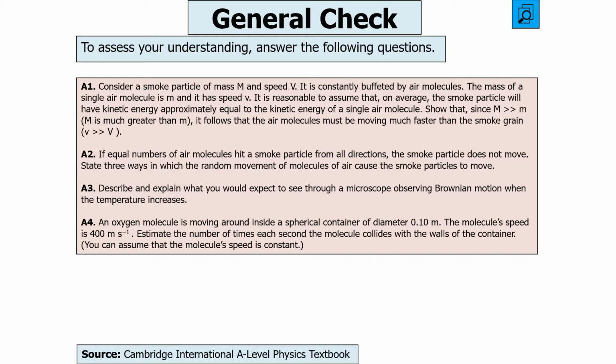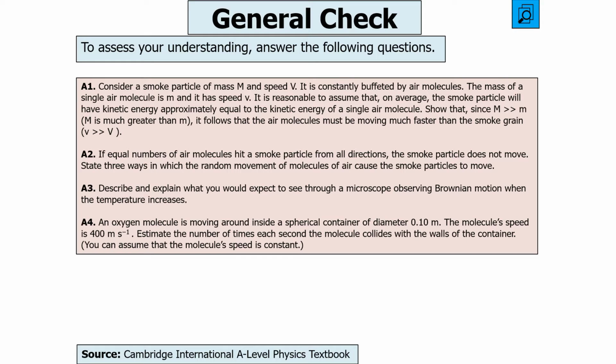Then if equal numbers of air molecules hit a smoke particle from all directions, the smoke particle does not move. State 3 ways in which the random movement of molecules of air causes the smoke particle to move. Describe and explain what you would see through a microscope observing Brownian motion when the temperature increases.